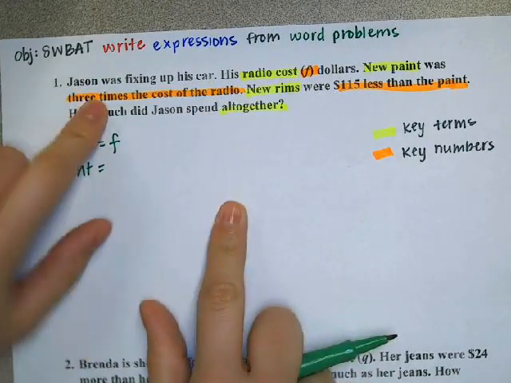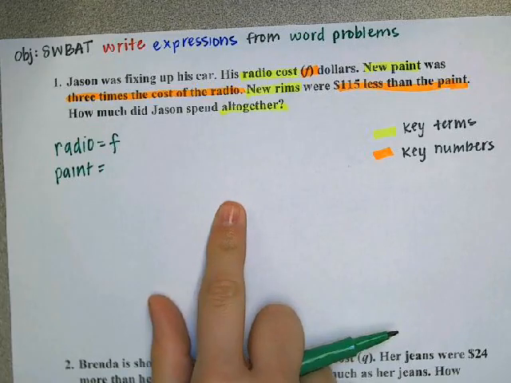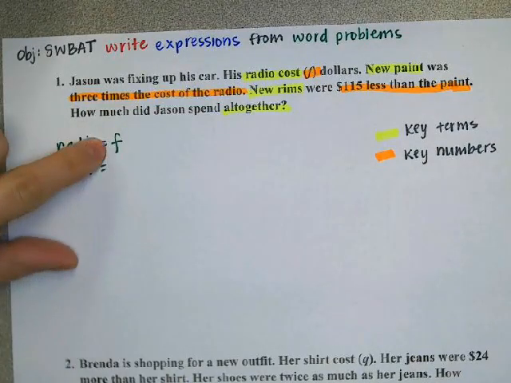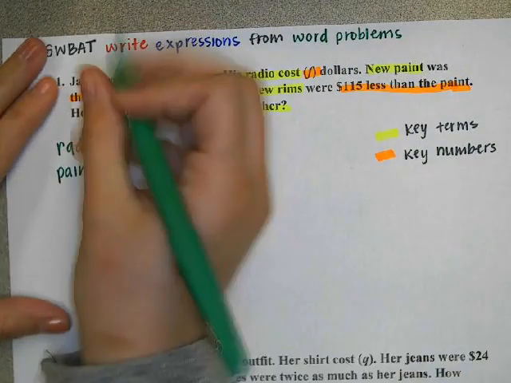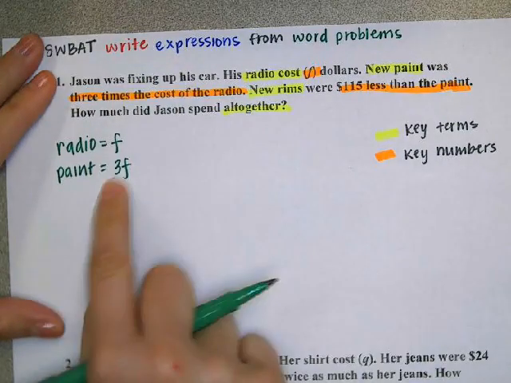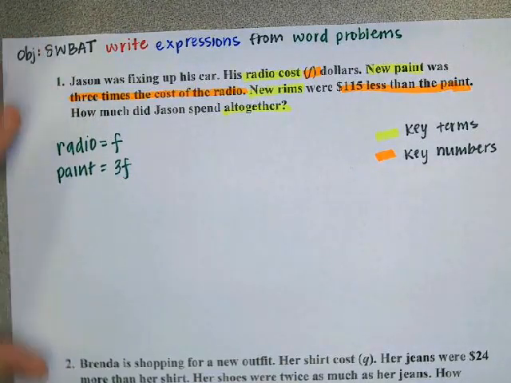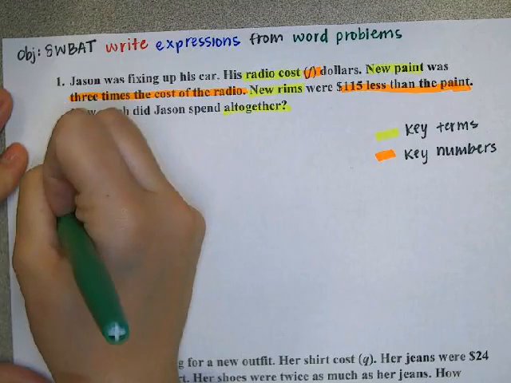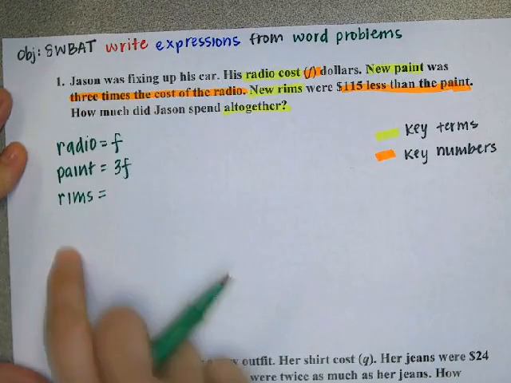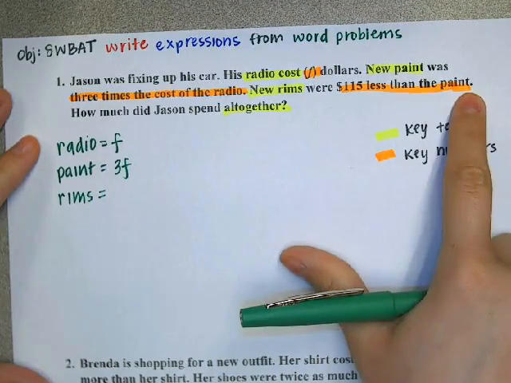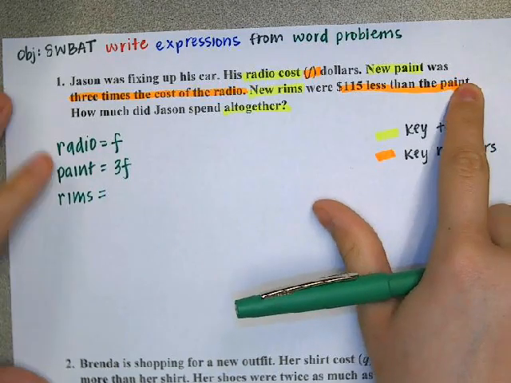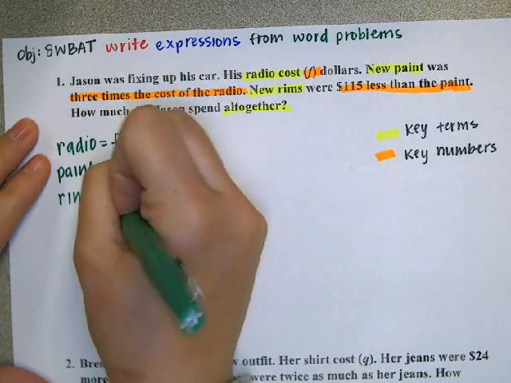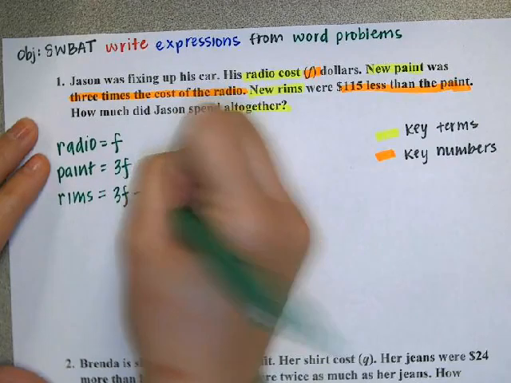So it kind of already tells us with this word times what operation we're going to use. So I'm going to do 3 times the cost of the radio, which is F. So 3 times F, which just looks like 3F. Right? A number next to a letter means multiplication. The next one is rims. So the next thing that I highlighted was rims. And rims were $115 less than the paint. So I'm going to take the paint and minus 115. So paint was 3F minus 115.